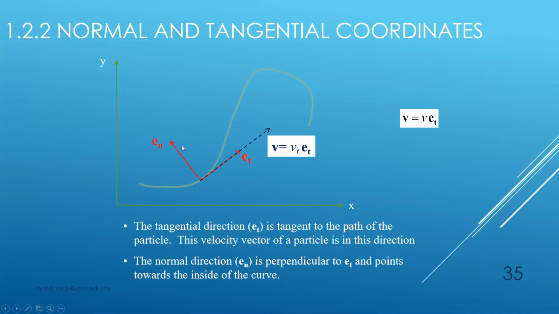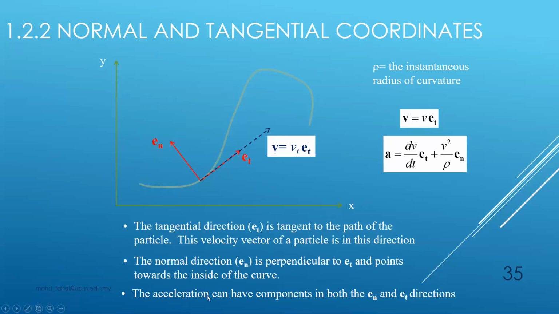We also have, at 90 degrees from the tangential, the normal component. The normal direction is perpendicular to the tangential component and points towards the inside of the curve, not going outside. The acceleration can have components in both normal and tangential directions. For velocity, we only have the tangential velocity, but for acceleration, we have two components, tangential and normal.